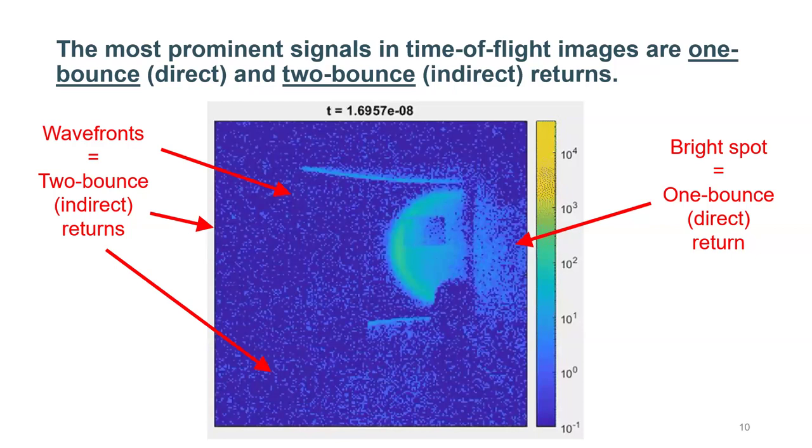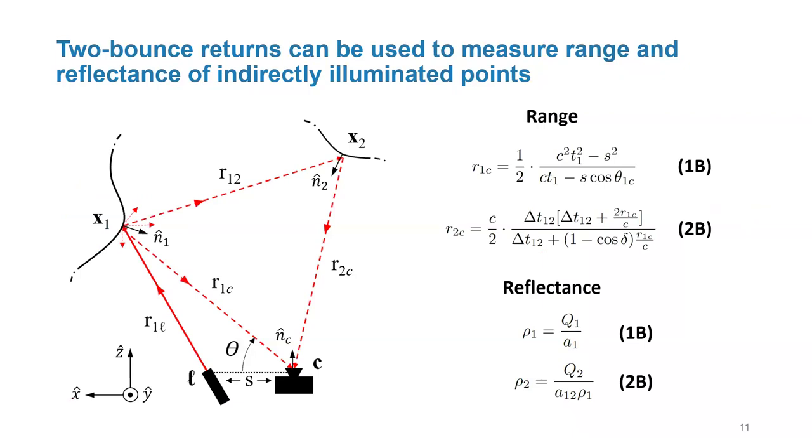It turns out that it's almost as straightforward to estimate the geometry of a scene from 2 bounce light as it is to do so with 1 bounce light. And this is how you do it. You use a focused pulse laser to illuminate a single point in the scene.